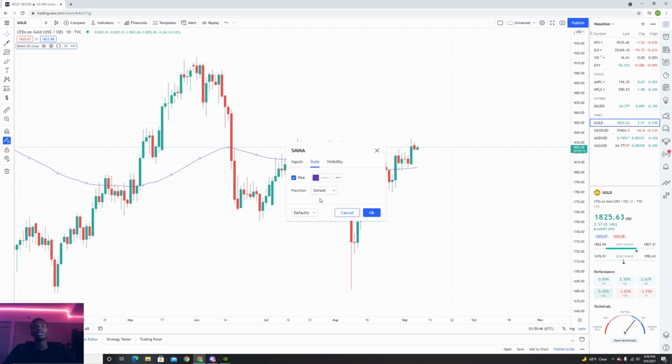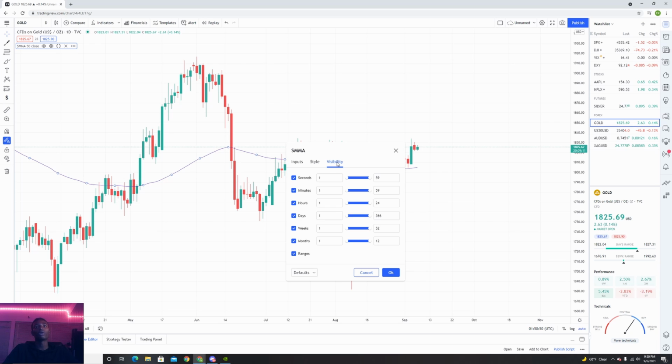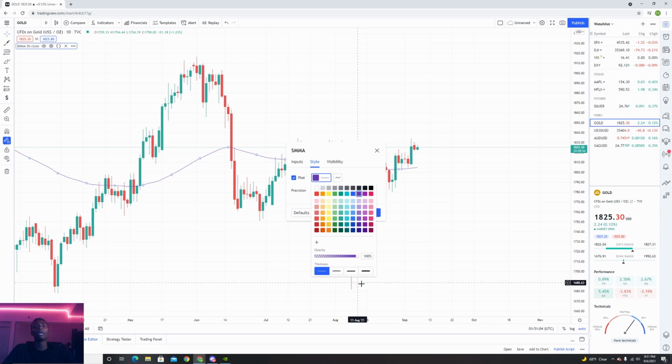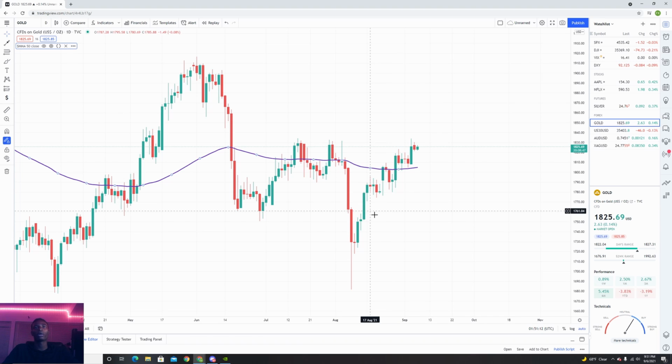Visibility is where you can shift around the numbers, days, hours, minutes, anything that you want to do. But we're not going to touch visibility. We're going to hit style right here. We're going to keep it at purple. Let's make the lines bigger so we can actually see the line, right? We really want to see the moving average here. So we got that set up, and then just hit OK right here.